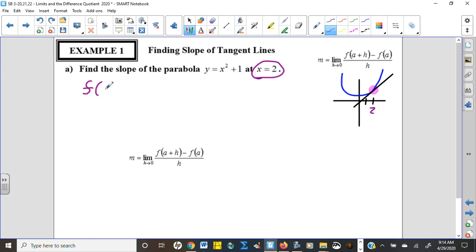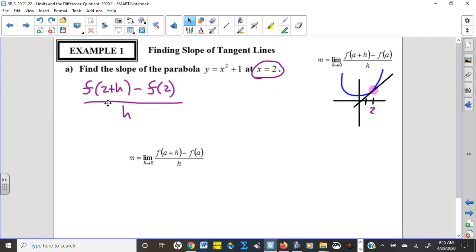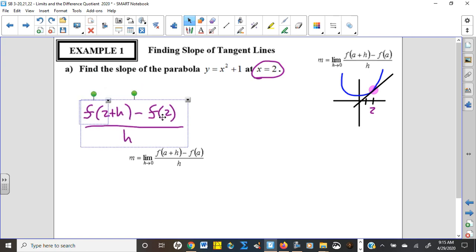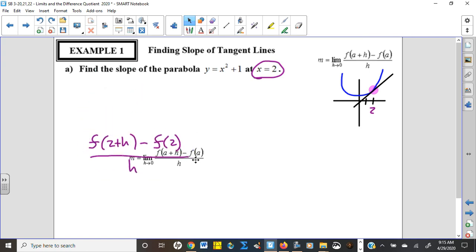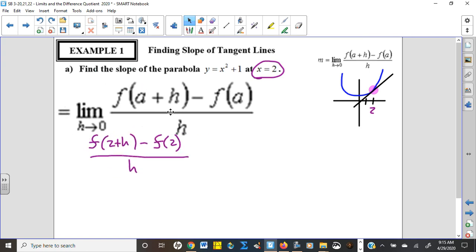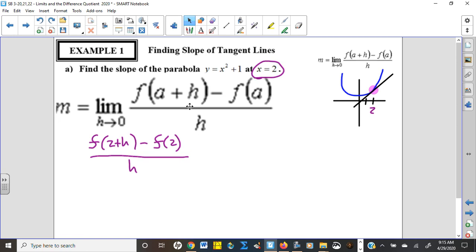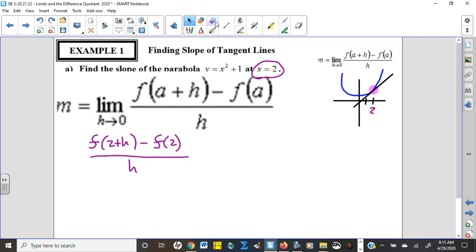So f of 2 plus h minus f of 2 over h. This will be the difference quotient right here. And we don't get the derivative. We don't get the tangent slope until I take the limit, right? I need to take that limit as h approaches 0.